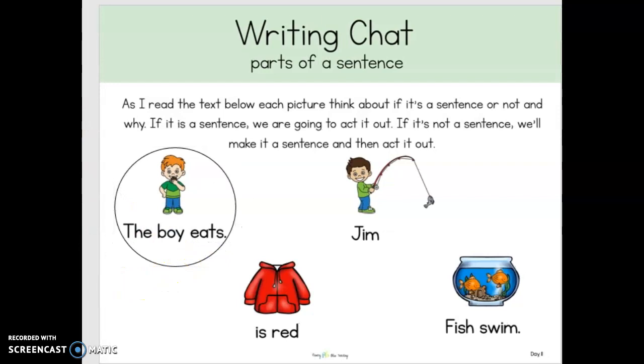It also has a capital letter at the beginning that tells the reader it's the beginning of a new sentence and a period at the end. All right, let's look over at the next one.